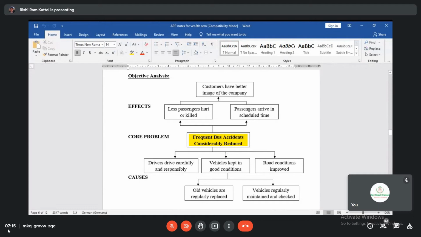Your project is how to reduce frequent bus accidents. You know how to considerably reduce them. This is your objective. Therefore, you have to work on lots of activities, like the causes. Drivers drive carefully and responsibly.